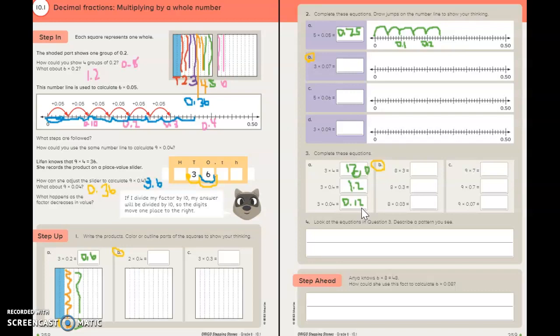Okay, go ahead and give these a try. I want you to write your answers back on Google Slides so I can see who's understanding it and who's not. If you have any questions, feel free to email me.